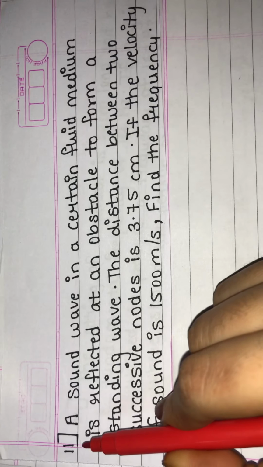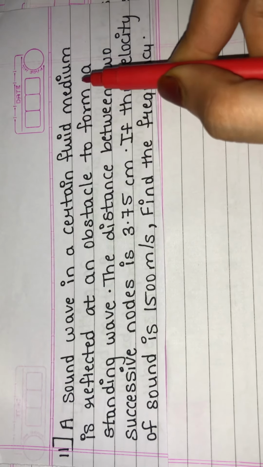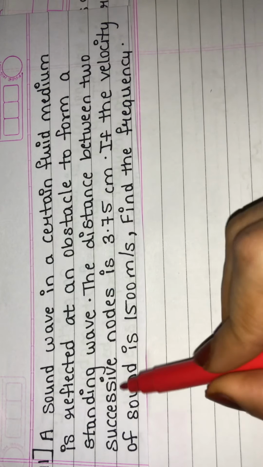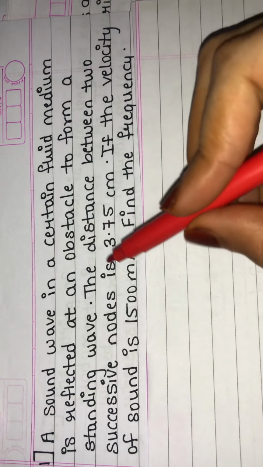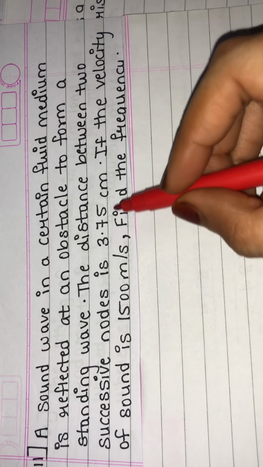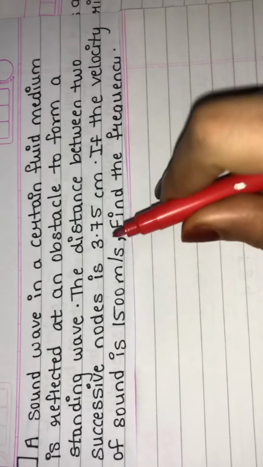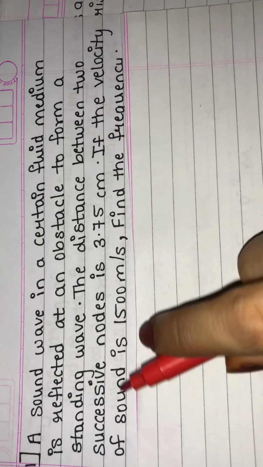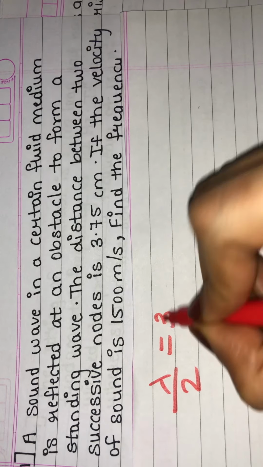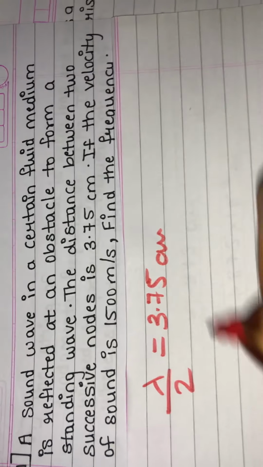Starting with unsolved numerical 11, a sound wave in a certain fluid medium is reflected at an obstacle to form a standing wave, meaning a stationary wave is formed. The distance between two successive nodes is 3.75 centimeter. What you all have studied in the theory is that the distance between two successive nodes is given by lambda by 2. So lambda by 2 is equal to 3.75 centimeter.